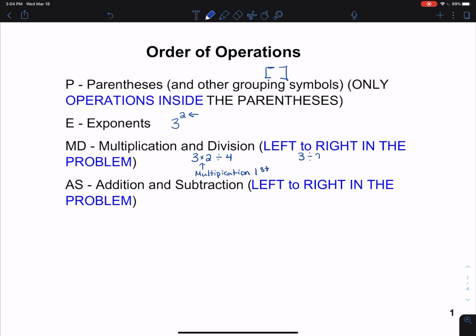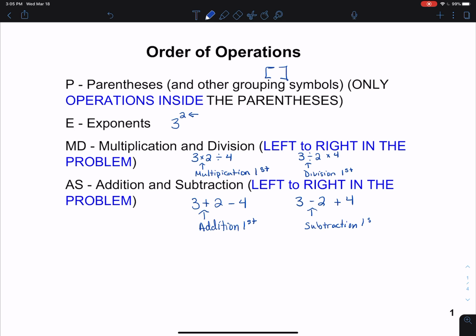And it's the same thing in this next step, addition and subtraction. We also go left to right in the problem. So if we had something like 3 plus 2 minus 4, in this problem, we would do our addition first. But if we had 3 minus 2 plus 4, we would do the subtraction first. So let's look at an example.